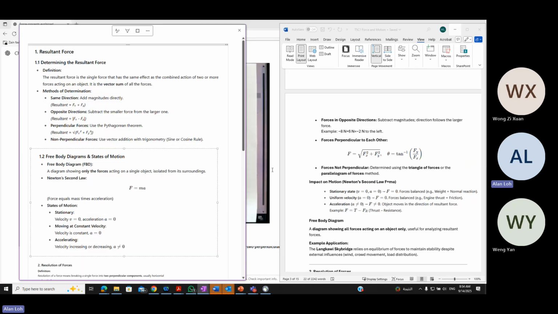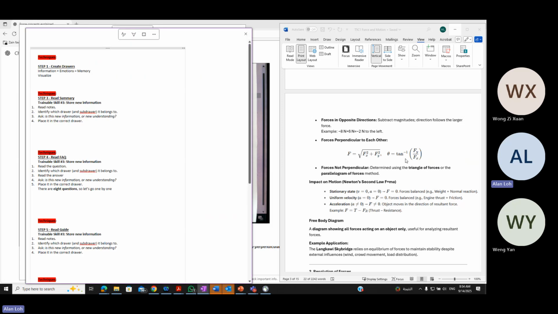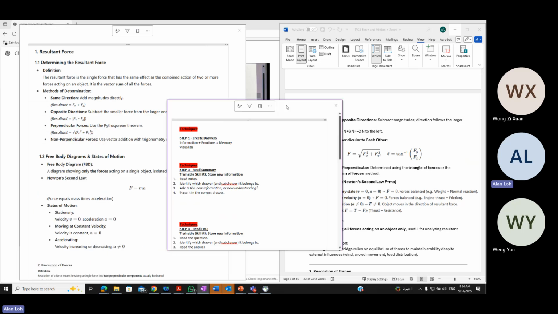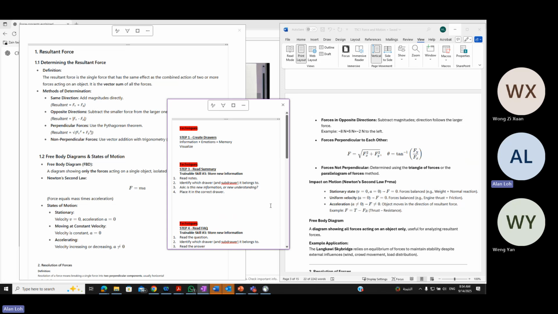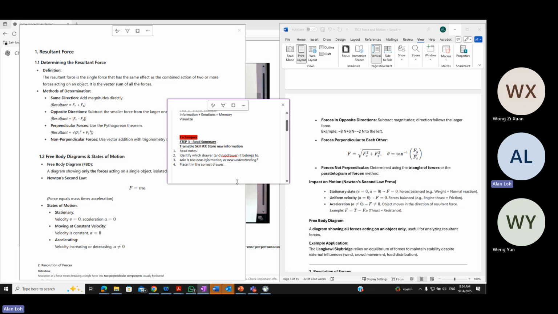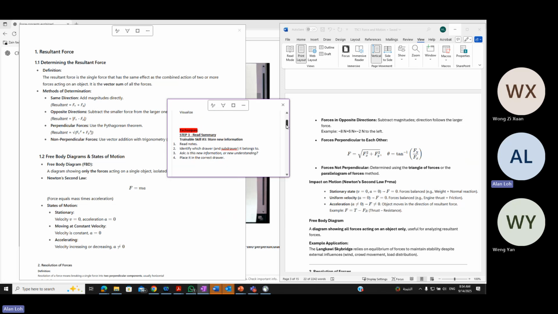Okay, now we are at step number 3, so let's zoom to step number 3. Only to step number 3.